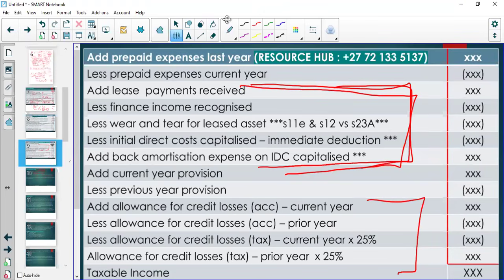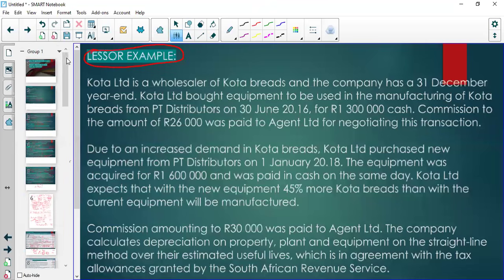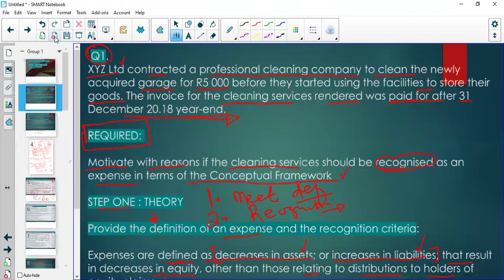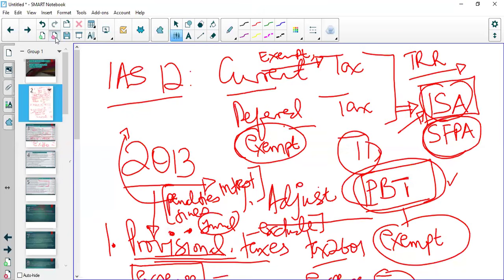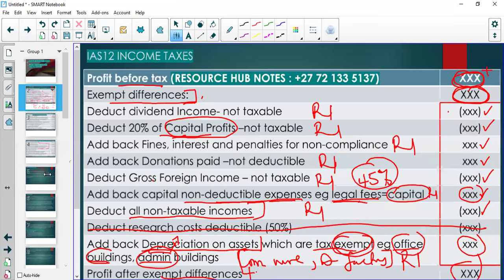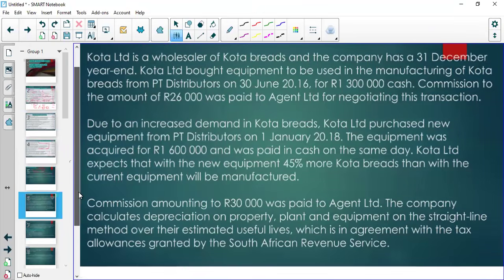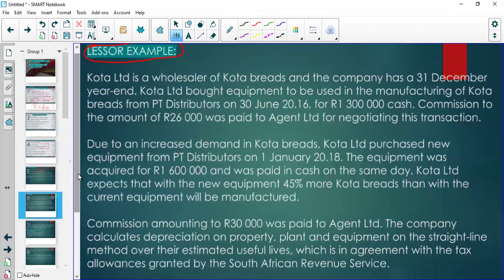Then I'm going to take you now through an example. This is an example of the lessor. Now I included this example because some students were complaining on WhatsApp and Telegram. So I thought, let me just include one example. I'm going to take you through this. It's very small, so you may just follow along as I read.